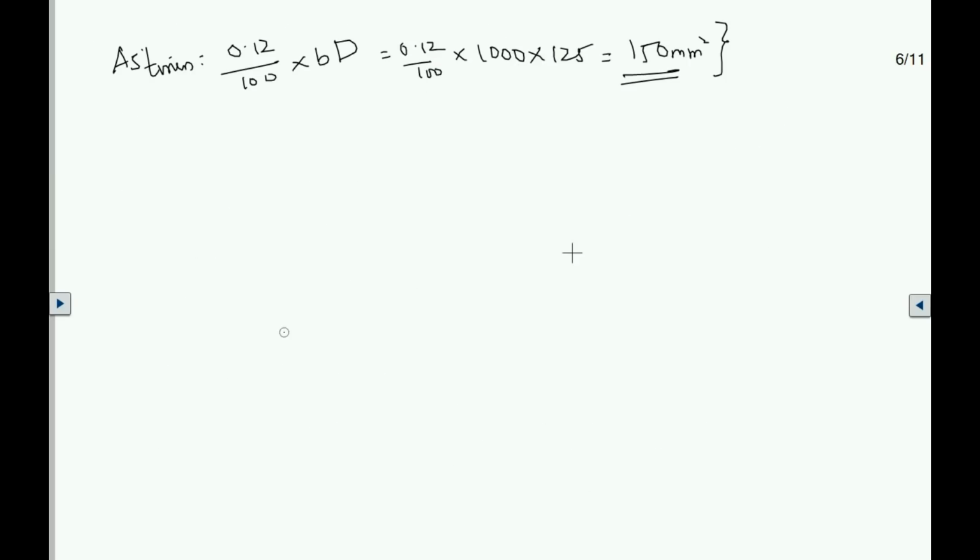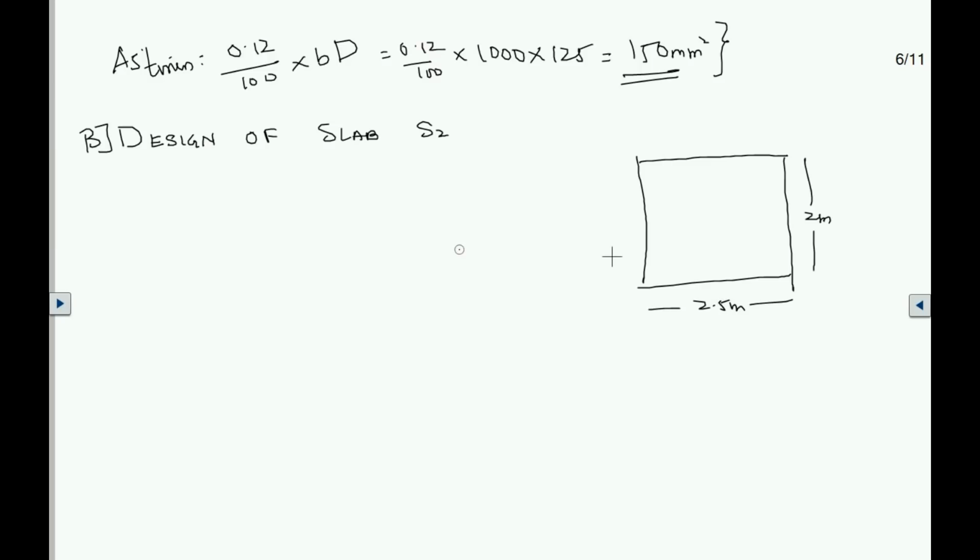So the Ast minimum for slab is 0.12% times the cross sectional area, 0.12% for Fe415 steel. I have solved it here and it is 150 millimeter square. Now this is greater than AstX and AstY, so you have to provide the minimum steel over here. Before providing steel, we will calculate the steel for S2 and S3 first, then we will decide what steel to be provided in the entire slab.